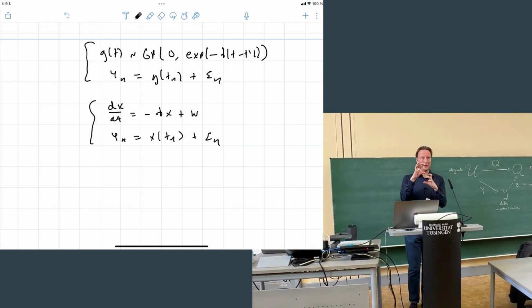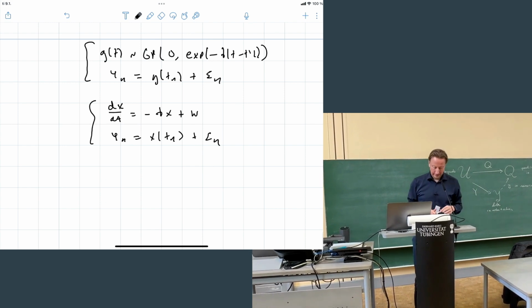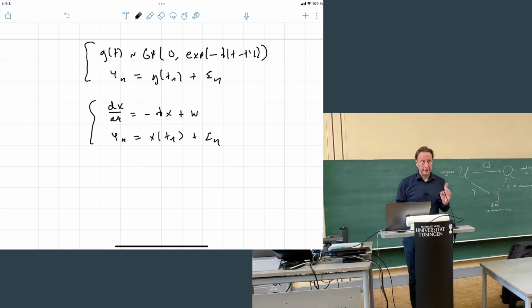So the prior is the same Gaussian process, but in the lower one it's a path representation, and in the upper one it's a covariance-based representation. And that is the key thing that enables us to solve GP regression problems by using Kalman filters and smoothers.